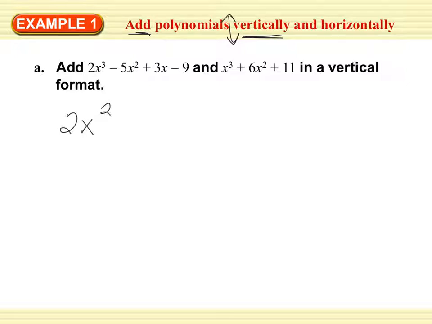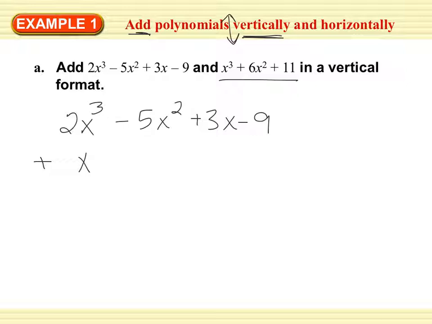So first, I'll write the first one. And then I need to line up everything in the second one. So I'm adding, oh, I see a typo. It's funny I call it a typo. I'm adding everything below the same term, which has the same variable and same exponent. A positive 6x squared. I don't have any x terms, so I'm leaving that blank.